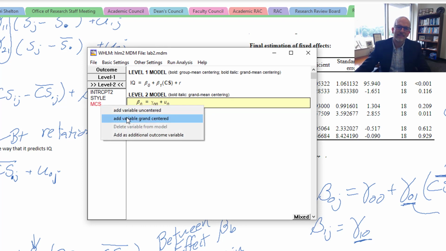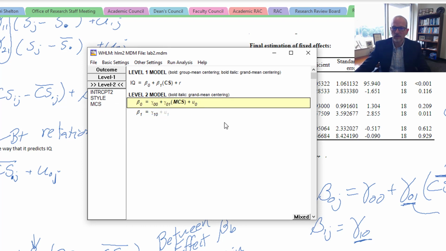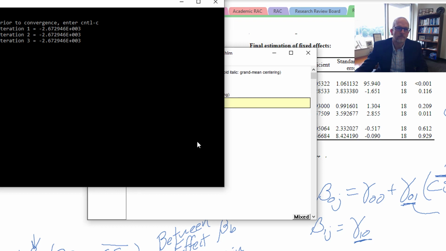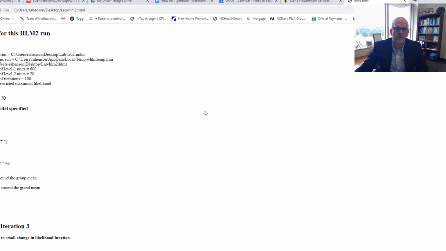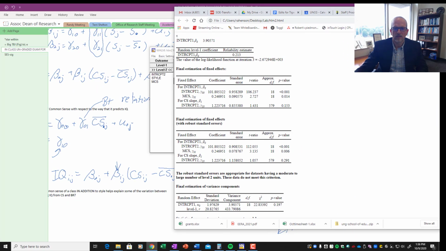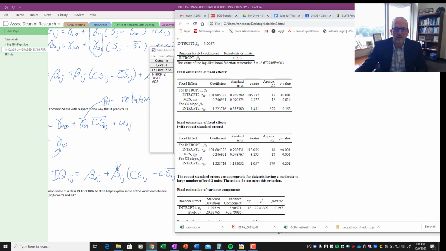So if I add this in, we can grand mean center it, or we can choose to just put it in directly. But what that provides me now is a gamma 01 and a gamma 10. So now if I go in and I run this analysis, okay, now if I were to scroll down, and I'll move it over here, now we have my gamma 01. Remember, that's of the average common sense.